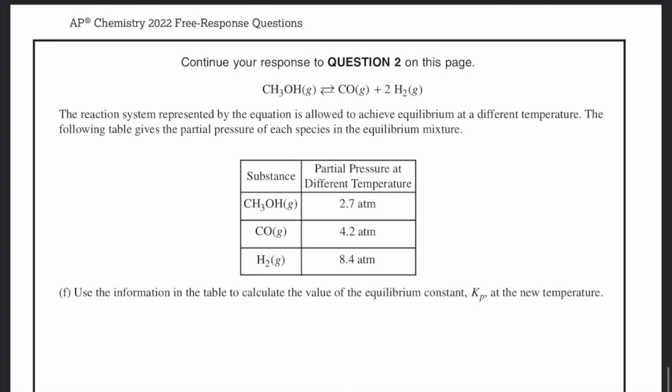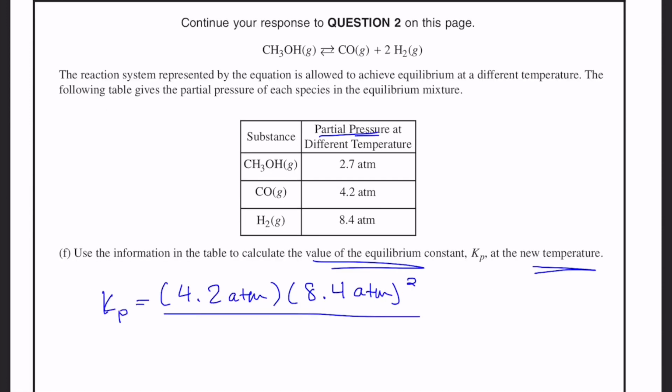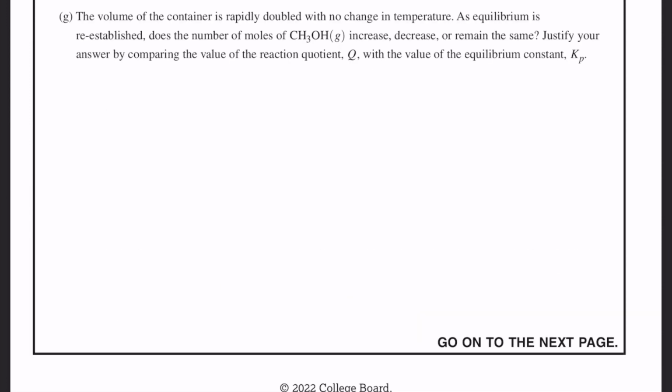Done. So part F, we need to calculate the value of the equilibrium constant with the new temperature. That means we have different partial pressures, and we will just be plugging these into the expression that we derived in the previous part. Now we can look at part G.